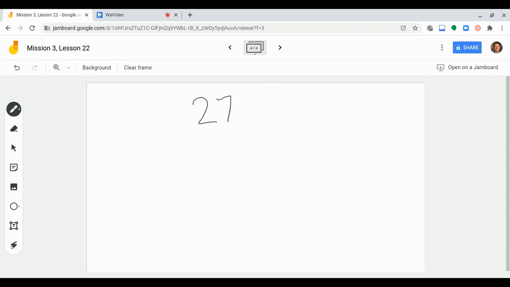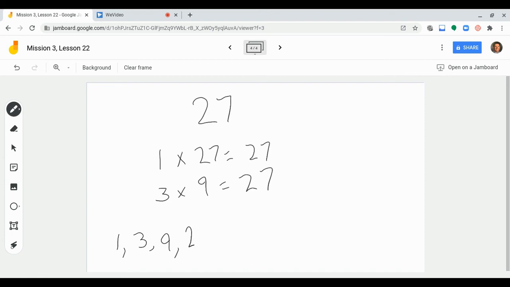So let's look at 27. What can I do for 27? I can do 1 times 27 equals 27. Now, 27 is an odd number. Can I do anything else? Well, yeah. I can do 3 times 9. 3 times 9 is 27 as well. So even though 27 was odd, it has different numbers you can multiply together to get it. Those are my only ones, so my factors for 27 would be 1, 3, 9, and 27.